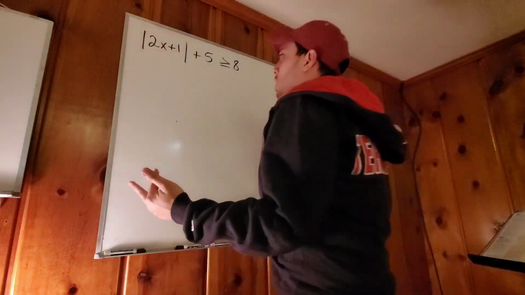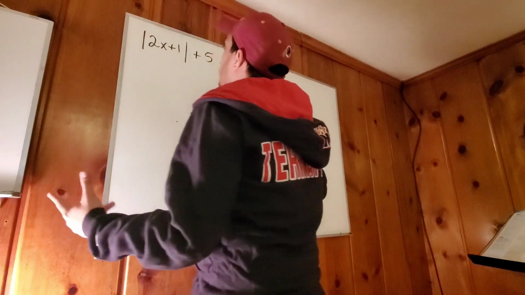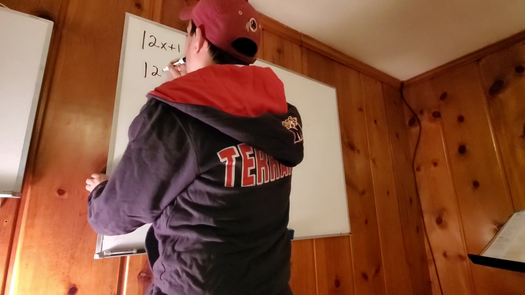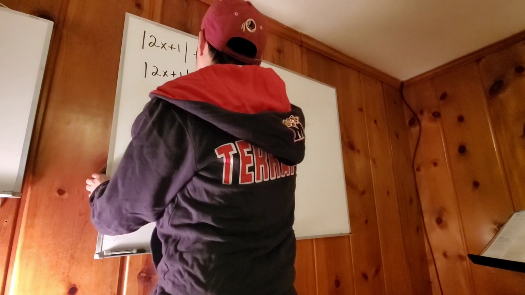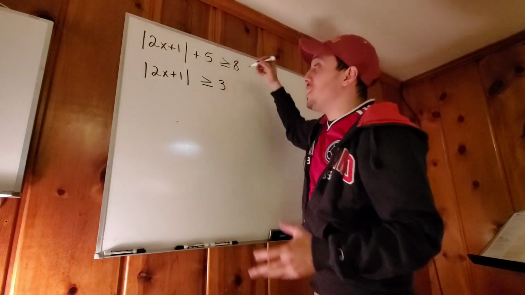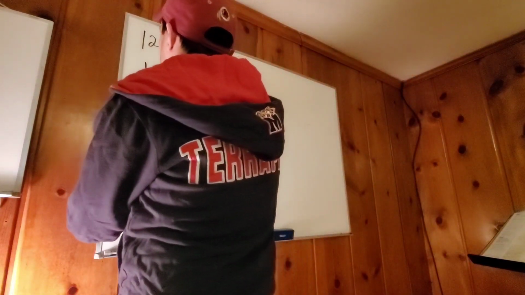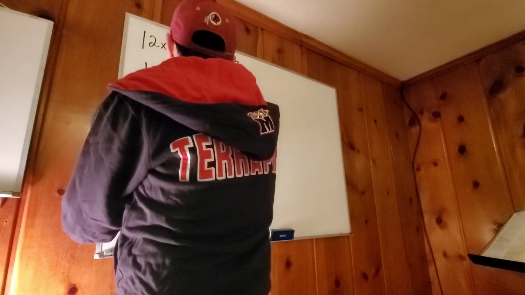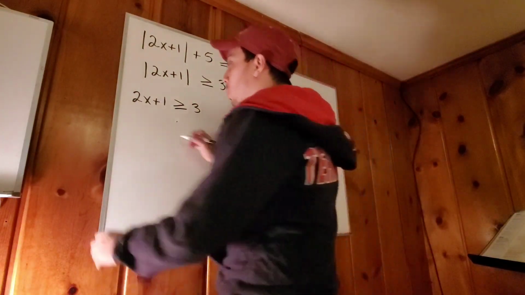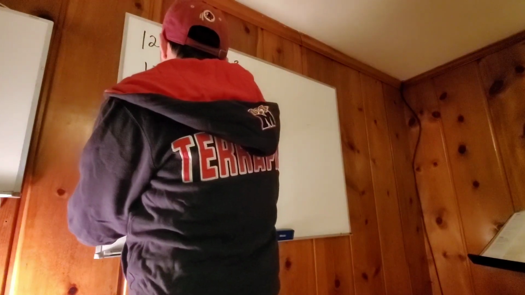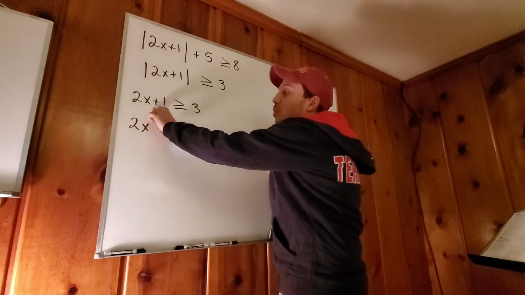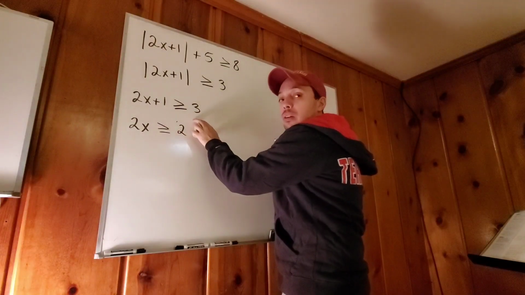And finally, for lesson 101, we're going to subtract 5 on both sides. So we're going to have absolute value of 2x plus 1 greater than or equal to 3 because 8 minus 5 is 3. Well, crazy, right? And so then we have 2x plus 1 greater than or equal to 3. Right? And so we're going to do 2x is greater than or equal to 2. Okay? Why 2? Because we subtracted 1 on both.